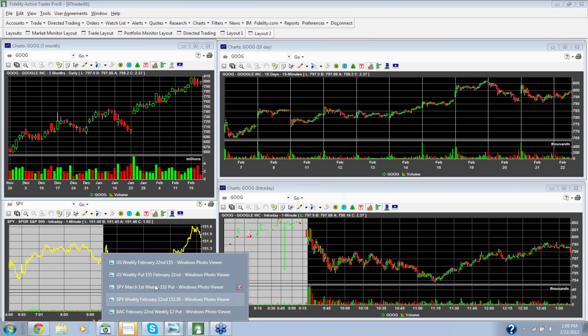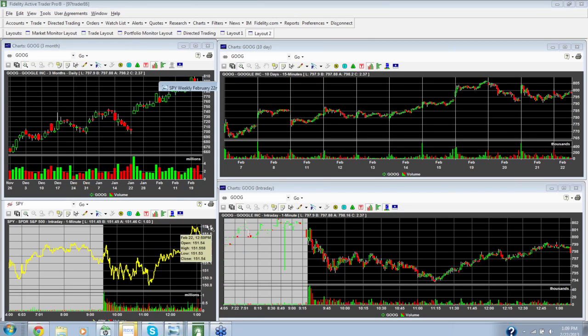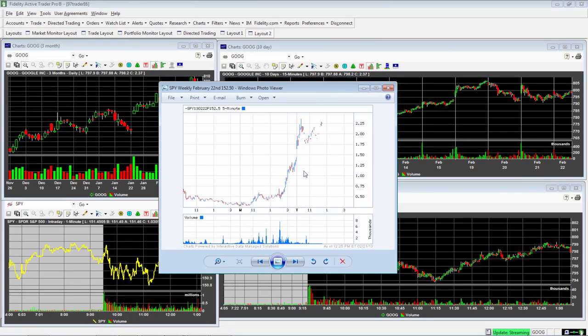Now, let me pull up charts of all of these options. Let's take a look at the 152 weekly. This is only Wednesday's action and Thursday's action. This is a screenshot from yesterday for the last couple of days. Now this is all me buying, 50 cents, 50 cents, 50 cents. And my average cost here was about 50 cents for about 1,000 contracts.